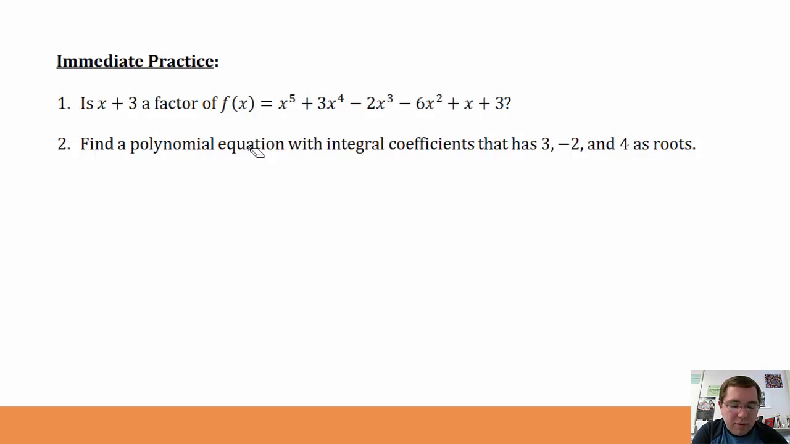Number 2, find a polynomial equation with integral coefficients that has 3, negative 2, and 4 as roots. So if those are roots, you know x minus each of those numbers is a factor, and multiply those out, set it equal to 0, and that will be your polynomial equation. That is the end of section 8.5.